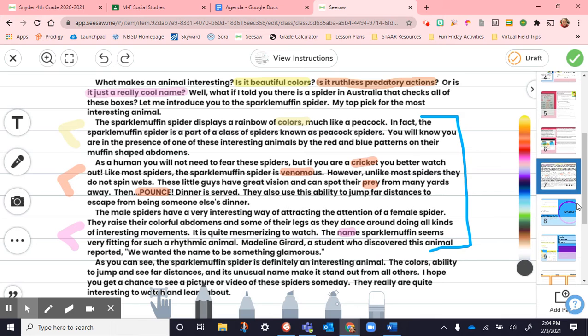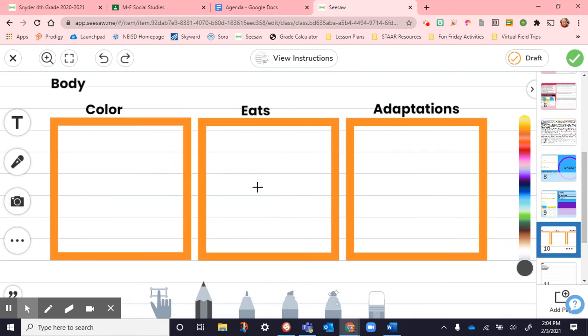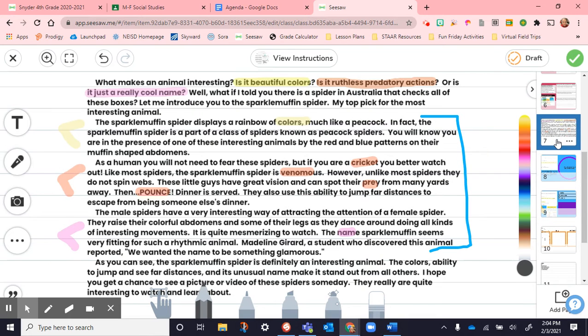All of this right here, if I go down to page 10, this box right here is paragraph 1 of your body, so body 1, and this whole paragraph is going to be nothing but talking about the color. Okay, then if you go back and look at the second one, here's the second body paragraph right here.